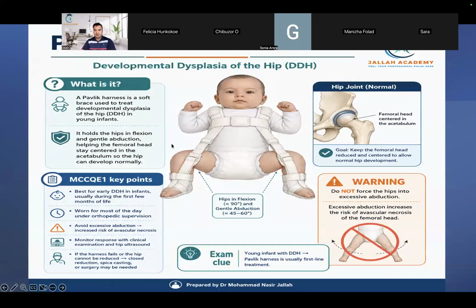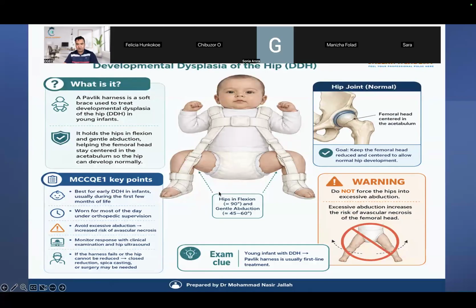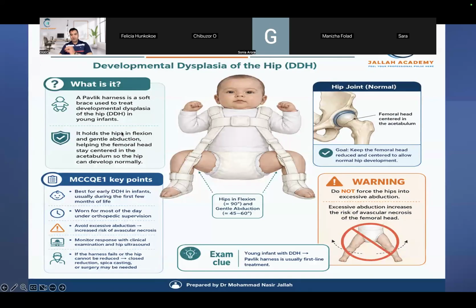So this is how the Pavlik harness is supposed to be. I don't know how to add the text right now because I'm in a slideshow. I don't think I'm able to do that. But anyway, this is usually put on and worn for 6 to 12 weeks. I don't know if I have mentioned it here somewhere. If I haven't, please write a note. So it's supposed to be worn for 6 to 12 weeks, and then it should be getting better. If it doesn't, then you need to escalate, okay?